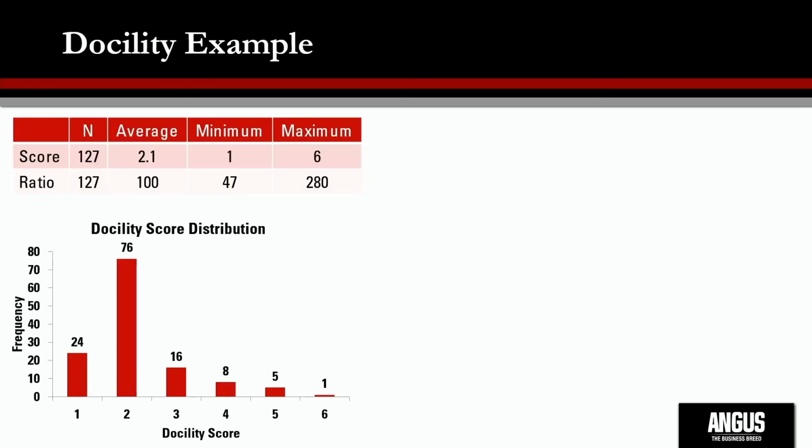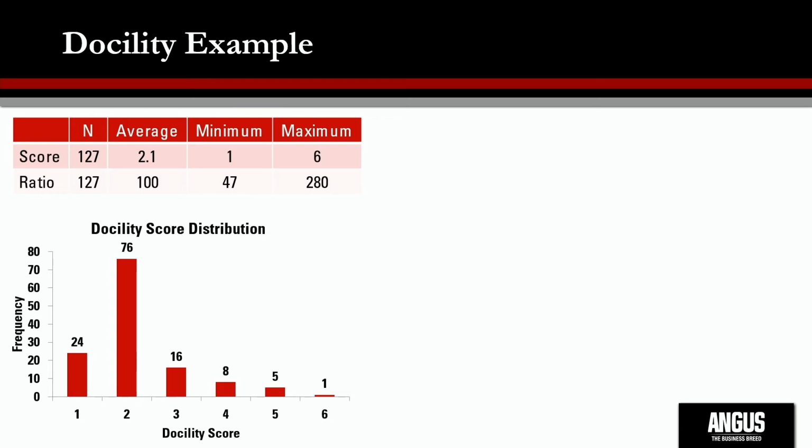As we take a look at this group, they would have averaged 2.1 for their docility score. Again, keeping in mind that to calculate a ratio, we need a group average to be able to compare animals to. The minimum in this group would have been a score of 1, and the maximum was a score of 6. So the whole scale was used in this particular group for docility.